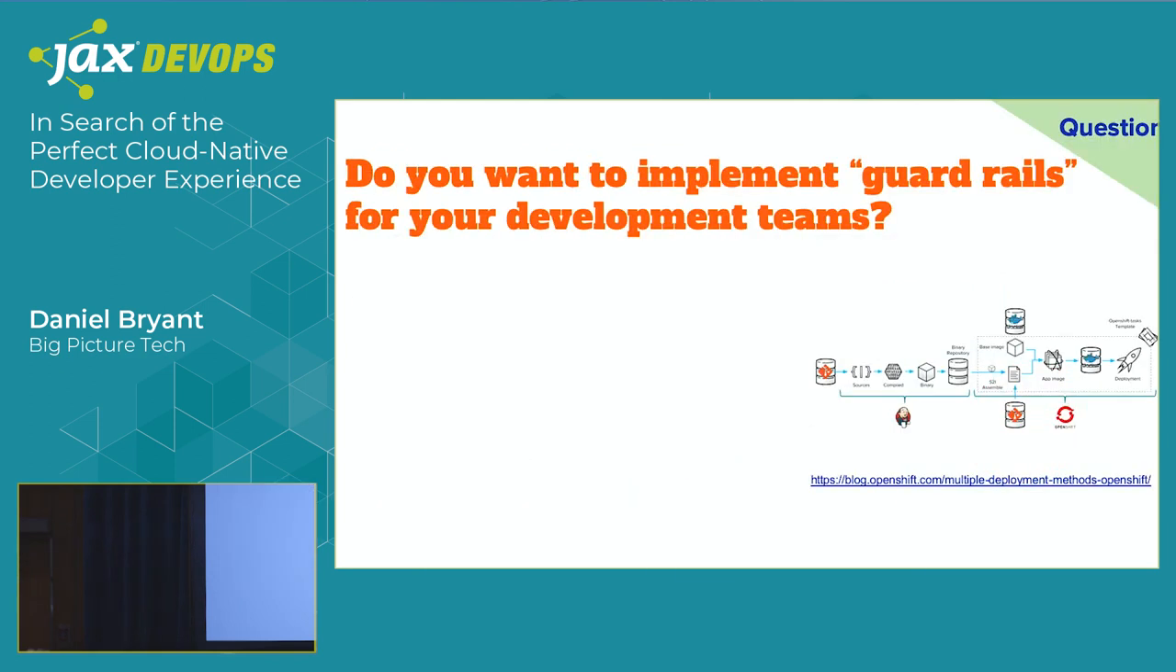Final question. Another thing I get a lot, particularly in large organizations, is: do you want to implement guardrails for your teams? Do you want to constrain what people can do? Larger teams often want this kind of thing. They want to homogenize the developer experience because people are moving around on projects and they've got massive scale, these kinds of things.